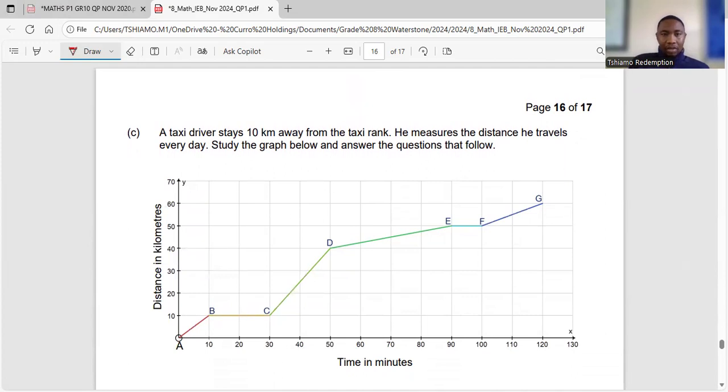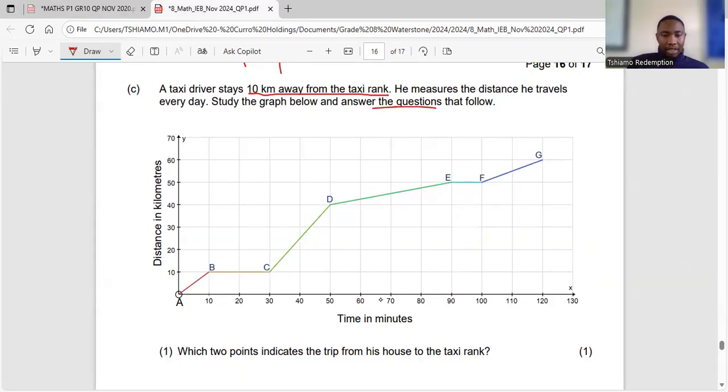A taxi drives 10 kilometers away from the taxi rank. Underline the important information. He measures the distance it travels every day. Study the graph below and answer the questions that follow. Usually with this one, the graph is given. So let's try to analyze the graph and see if we can answer the questions. Kilometers are measured in hours. So let's look at the questions.